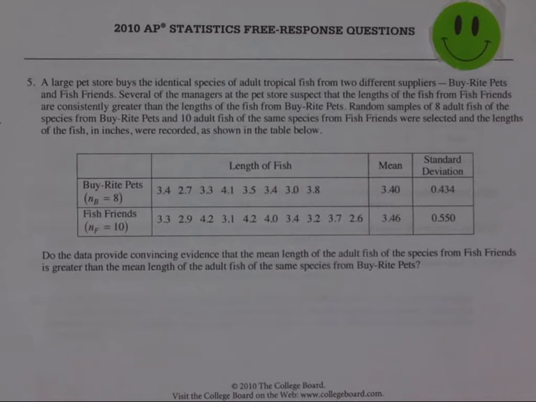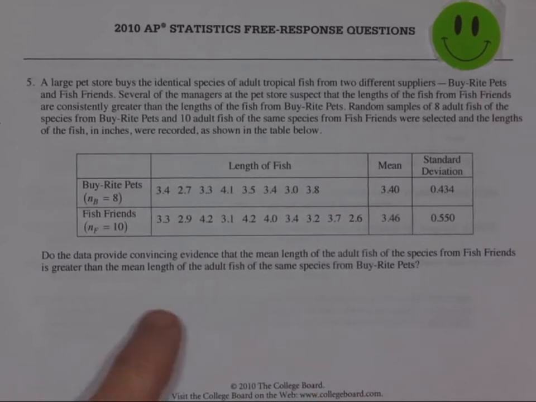We have means and standard deviations. So remember, means is t, and we have two samples. So this is a two-sample t-test, a pretty stock two-sample t-test with pretty small sample sizes. So do we have convincing evidence?